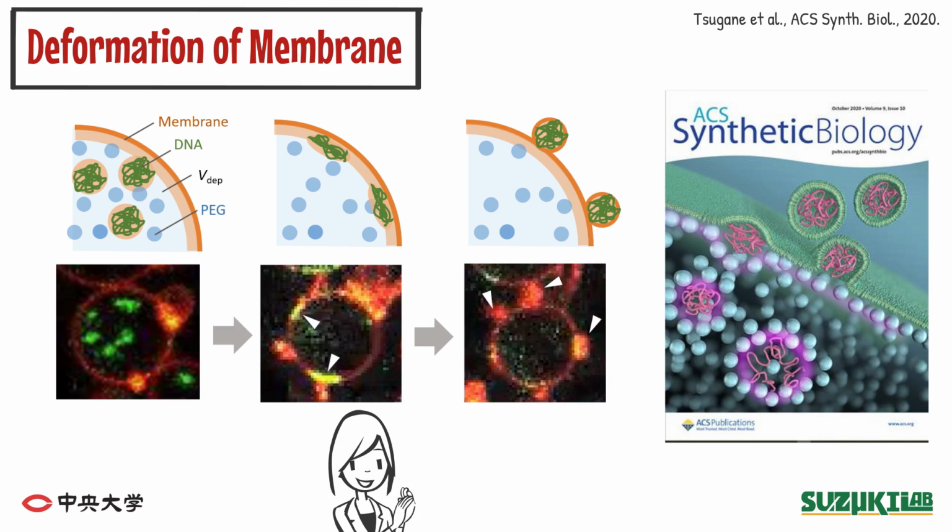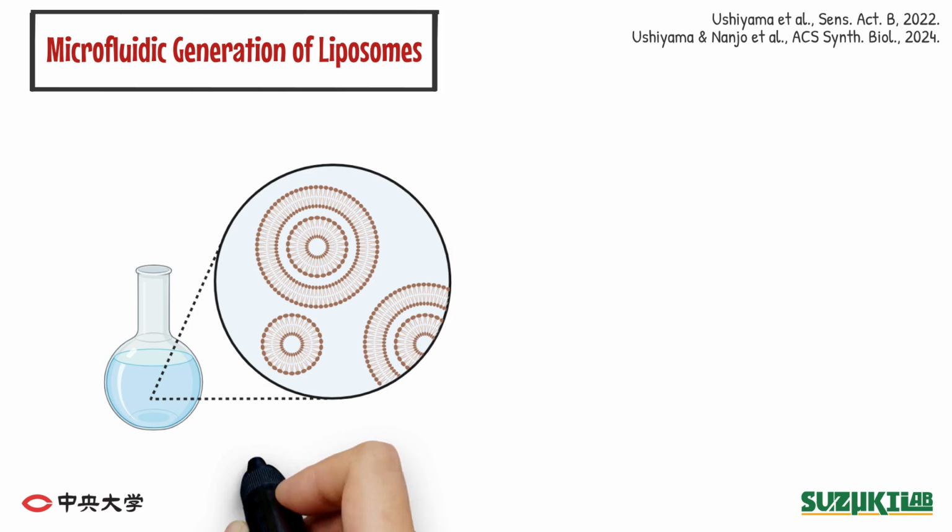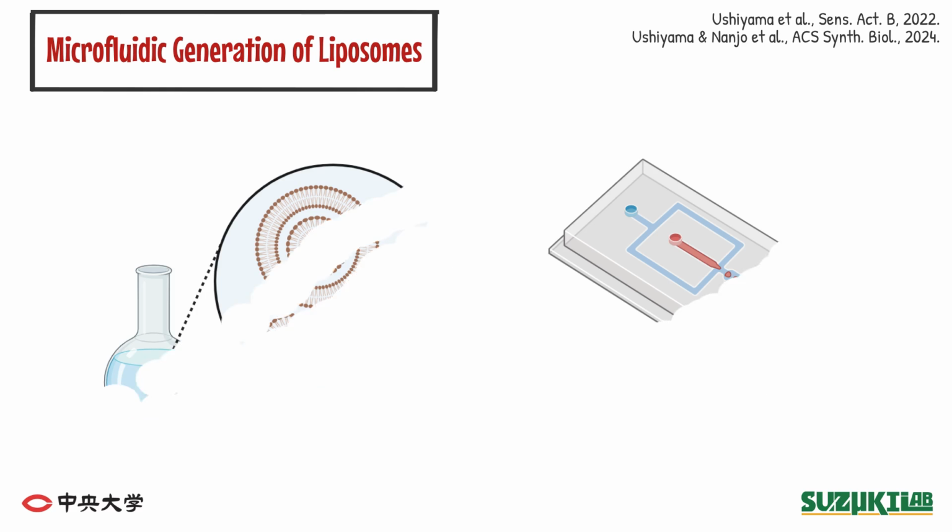Finally, we discussed the method for producing uniform artificial cells. Thus far, liposomes have been made by swelling, stirring, or centrifuging lipids in large containers. However, it has been difficult to create liposomes uniform in size. Recently, technology has been advanced that uses microfluidics to generate uniform droplets and uses them to make uniform liposomes.